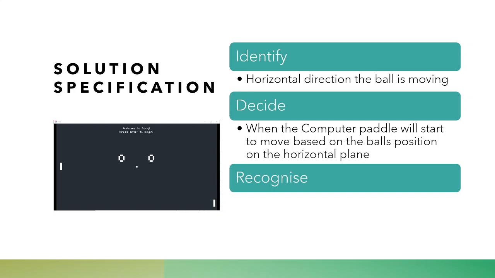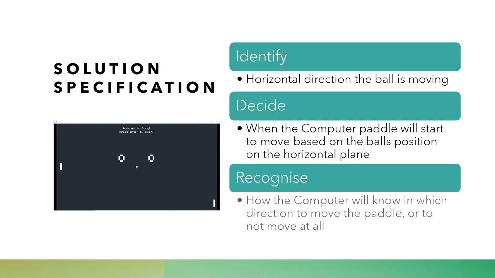I didn't want to adjust the paddle speed. I wanted to maintain that as the same for both players. So this is the way to determine the hardness of the game, or how easy or how difficult the game is. And then we need to recognize how the computer is actually going to know in which direction to move the paddle, or in fact not to move at all.